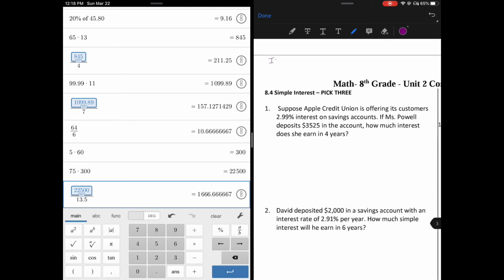It's I equals P R T, where P is your principal amount, that's what you start with. R is your rate in decimal form, and T is your time in years. And I'll write all of that down so that you can refer to it later.